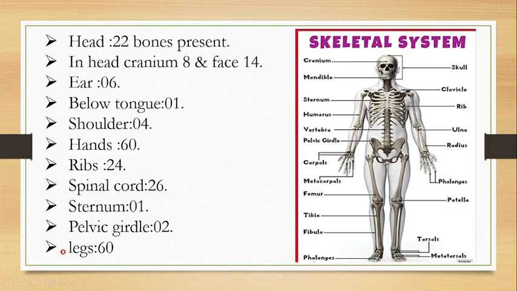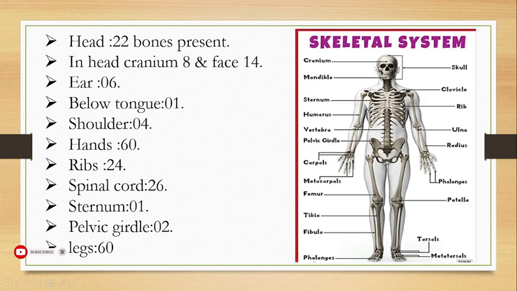Next, this is the sternum. This is one bone. It is joined to all the ribs, right? We can see here clearly, all the bones are joined here. One sternum is present.